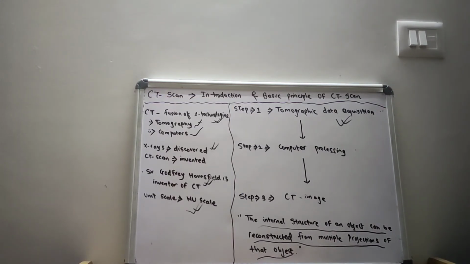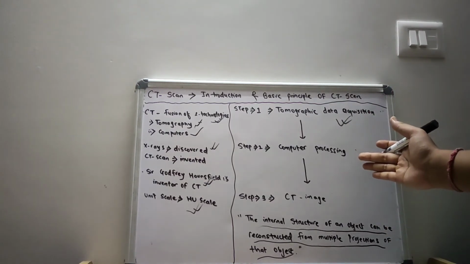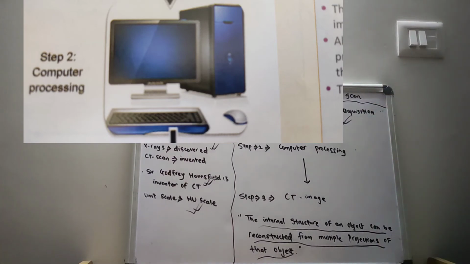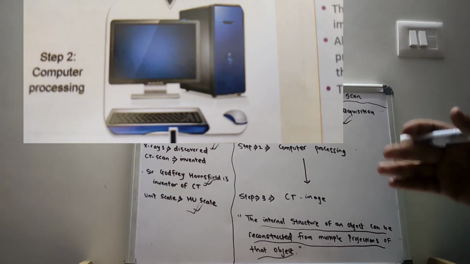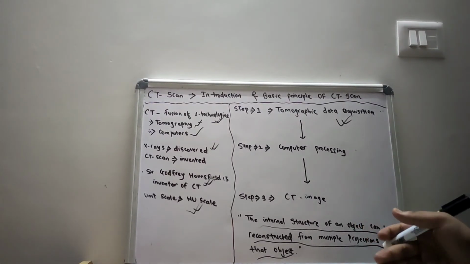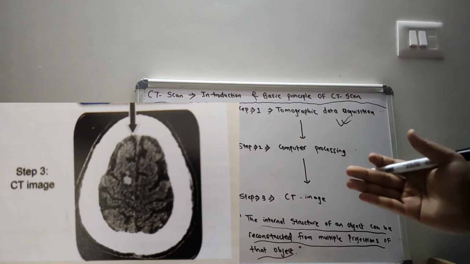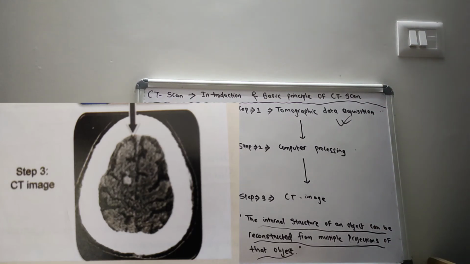After the tomographic data acquisition, there is the step 2 process, that is computer processing. All the images are transmitted to a computer, and the computer will process all these images and construct the actual slice of the brain from the projected data. It is all done in the computer. Lastly, in step 3, the CT image is produced. The image shows us the internal structure of the head region.